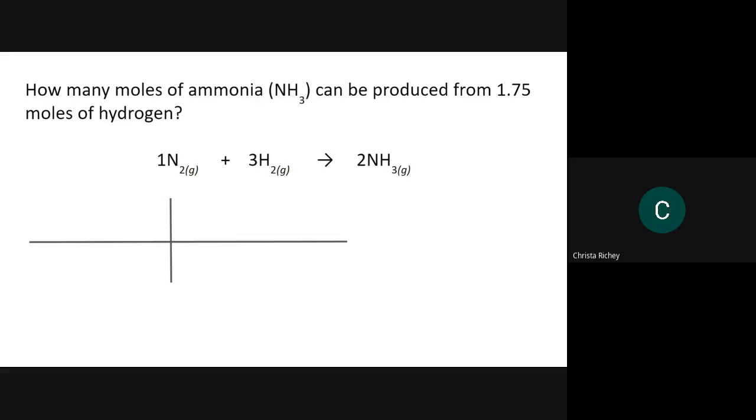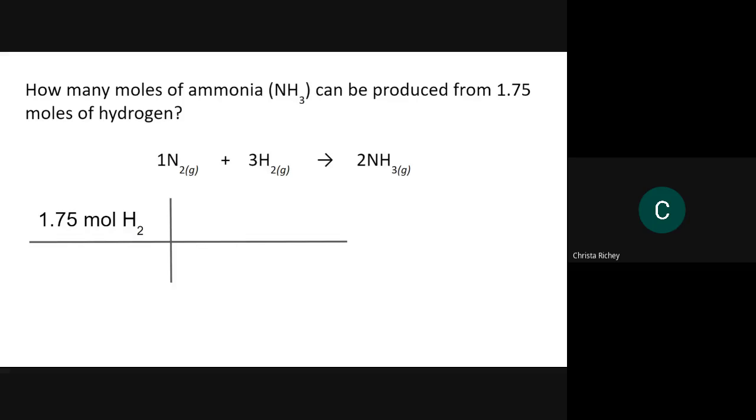Right, how many moles of ammonia? Ammonia is NH3, can be produced from 1.75 moles of hydrogen. And I'm giving you the already balanced equation. You may not have the number 1 in front of the nitrogen. I was always taught to put a 1 in front. If there was no number in front, it's assumed to be a number 1.